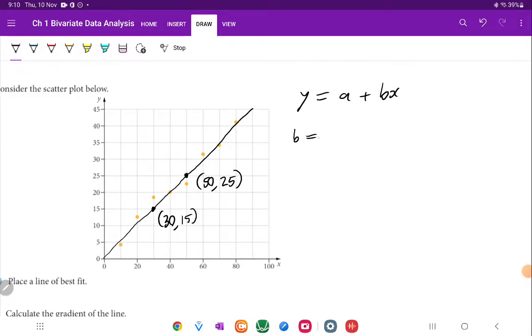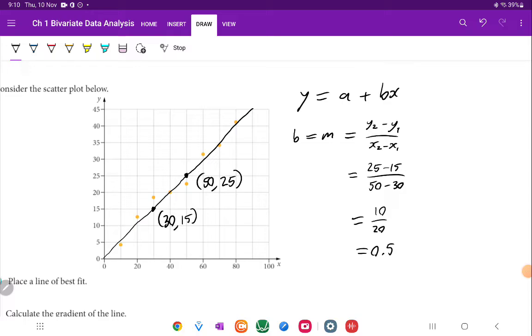So B, since it's the gradient, M, is just y2 take y1, the rise, over x2 take x1. So what are my y's? 25 and 15, so 25 minus 15, all over 50 minus 30. And just make sure your partner points are next to each other. 50 goes with 25 and 30 goes with 15. Alrighty. So that means we get 10 divided by 20, or 0.5 is my B value.